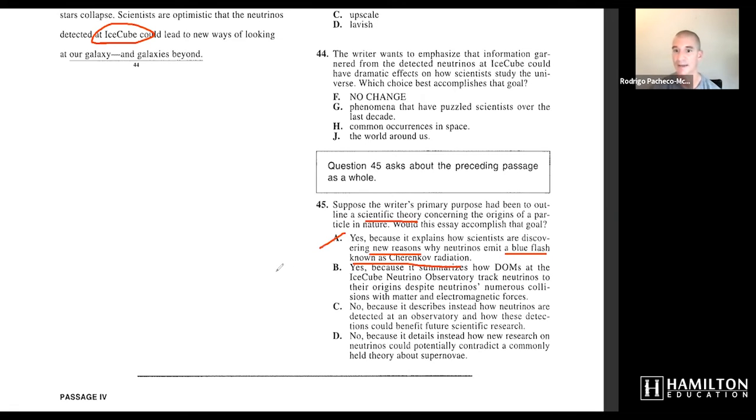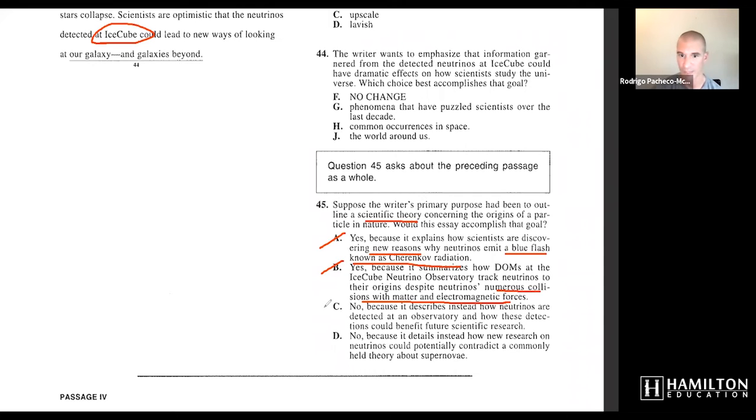B says that this is a summary. It's a summary of how DOMs at the Ice Cube Neutrino Observatory track neutrinos to their origins, despite neutrinos' numerous collisions with matter and electromagnetic forces. We know that this is false, that neutrinos have numerous collisions. In fact, part of the passage says that some of them can go billions of years without colliding with anything. So we can eliminate B. We also know that the Neutrino Observatory, its purpose is not to track neutrinos to their origins, but rather to detect them.